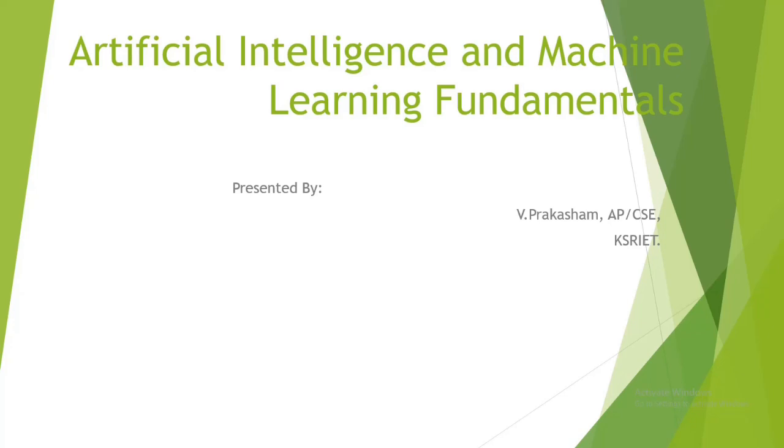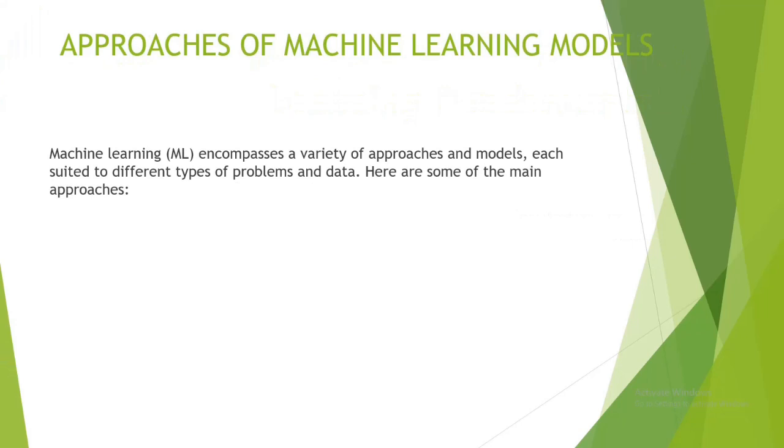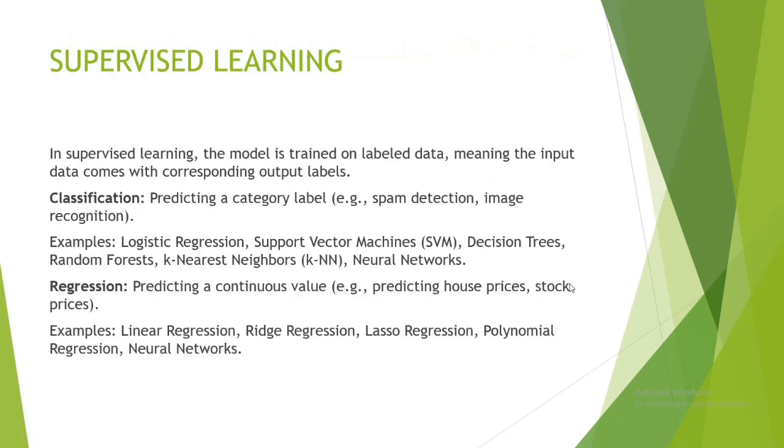I'm going to explain the concept of machine learning models in the third unit. What are the main approaches of machine learning models? Machine learning models encompass a variety of approaches and models, each suited to different types of problems and data. Here are some main approaches: supervised learning, unsupervised learning, semi-supervised learning, transfer learning, and reinforcement learning. All the learnings will be there.